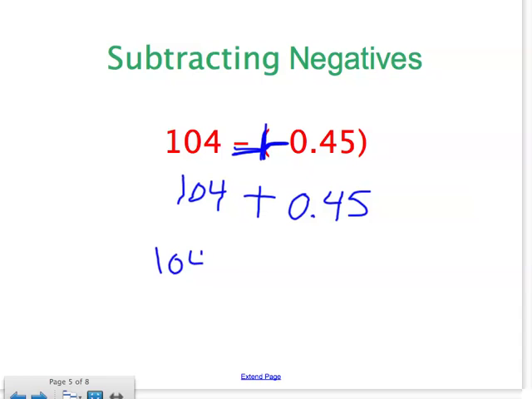So again, line up your decimals. We're going to add 2 zeros to 104 so that it lines up with the 0.45, and that's just 104.45. So again, if there's a minus and negative, you can just turn it into a gigantic plus, or do your keep change flip. Keep 104, change the minus to a plus, flip the sign of the second number to that positive.